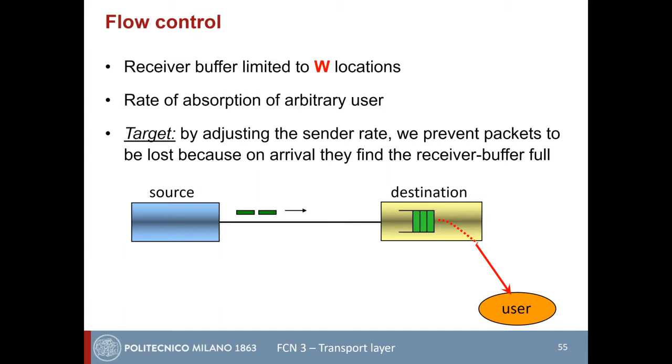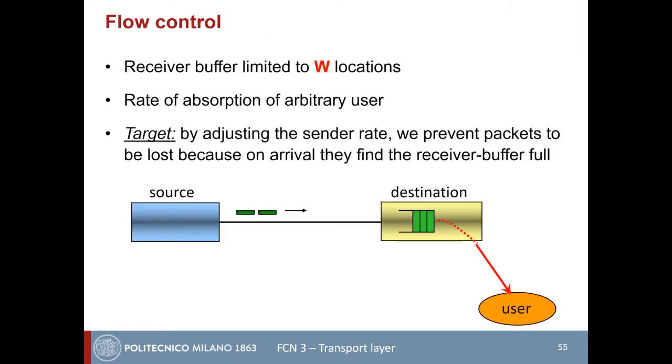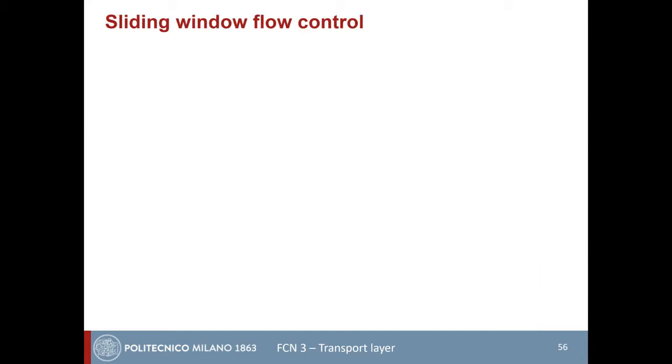So in order to avoid that at a certain point you have an overflow, meaning that data that arrive to the destination must be dropped, the source in some way has to be notified that the space in the destination is getting exhausted. So when the source knows it, the source starts slowing down sending of the data. So how can we do this? We can exploit the tool of the sliding window.